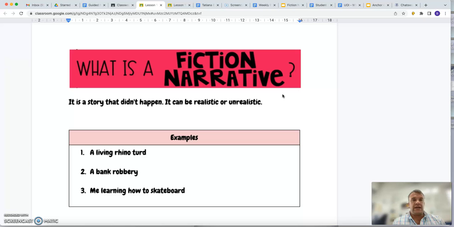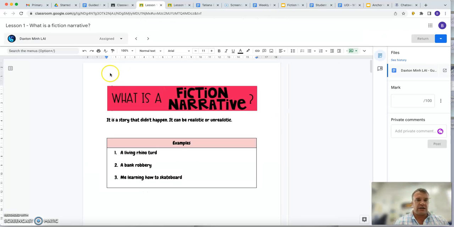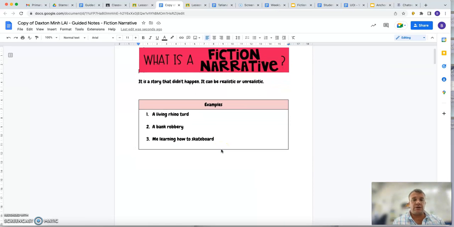All right? So in this example, I'm going to make a copy of young Daxton's work here. Let's see, how do I do this? How do I make a copy? Criminy. Let's pause. Daxton, which story were we going to use?